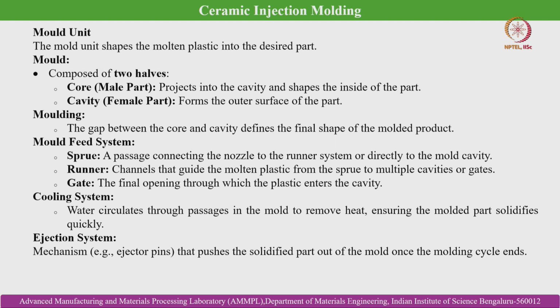And the cooling system is the water circulation through passages in the mold, which removes the excess heat and ensures the molded part solidifies in a quick and timely manner. And the ejection system is the mechanism which is housed in the fixed half of the mold, and which is responsible for ejecting out the component after solidification of the polymer ingredients within the die cavity, and thereby freezing of the part, the green compact formation.